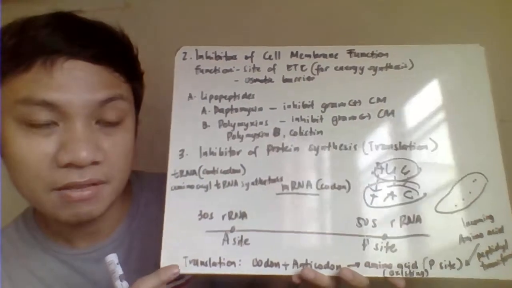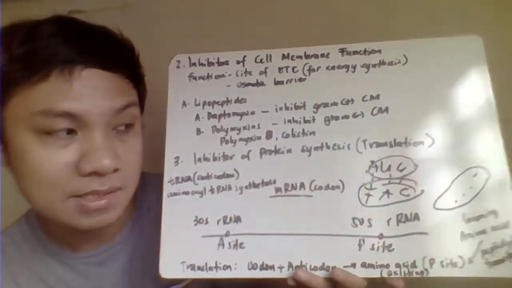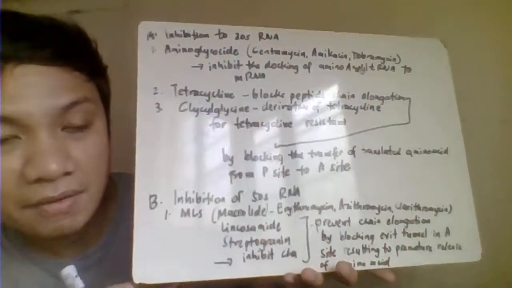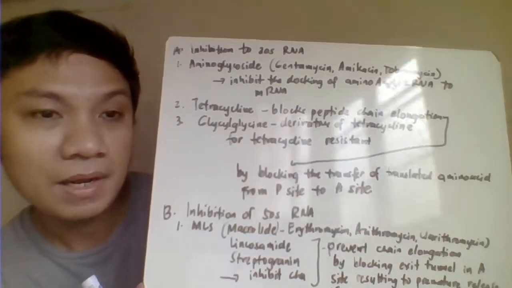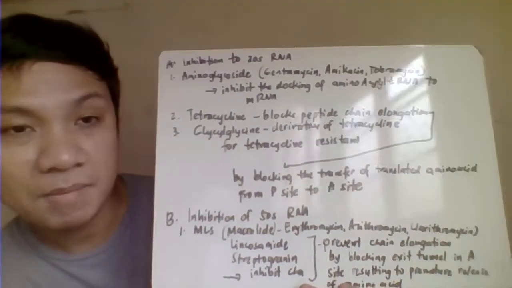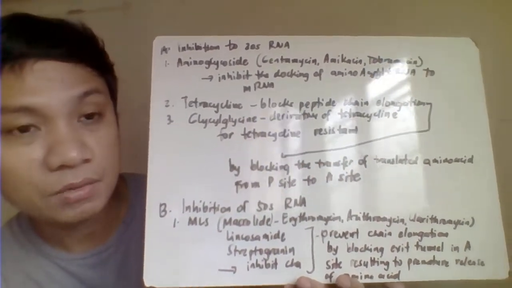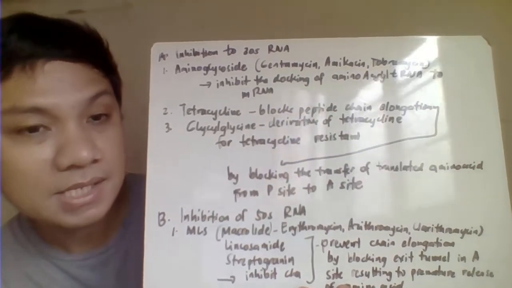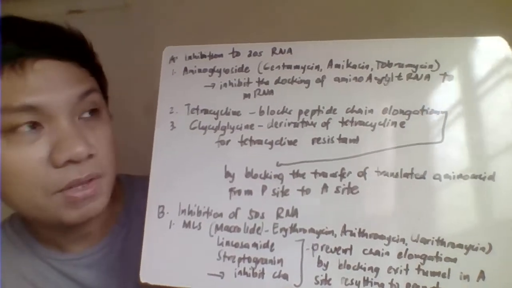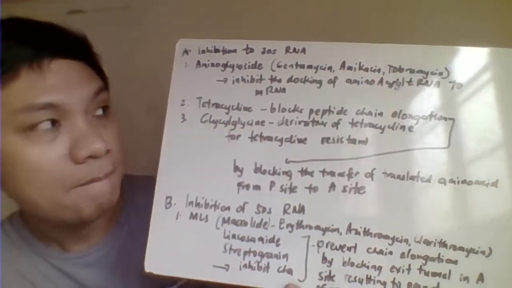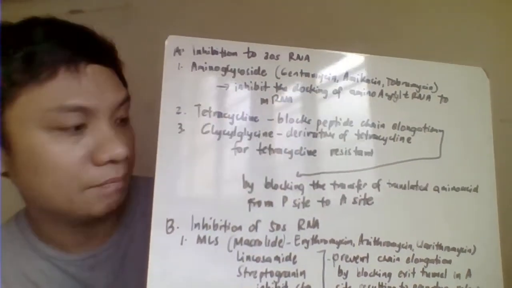Okay, now we go to the different antibiotics that try to inhibit this process, your protein synthesis. So the first, we have the antibiotics that try to inhibit your 30S ribosomal RNA. The first one is your aminoglycoside. Aminoglycoside includes the group of antibiotics like gentamicin, amikacin, and tobramycin. These antibiotics try to inhibit your 30S ribosomal RNA by inhibiting the docking of your amino acid transfer RNA to your messenger RNA.